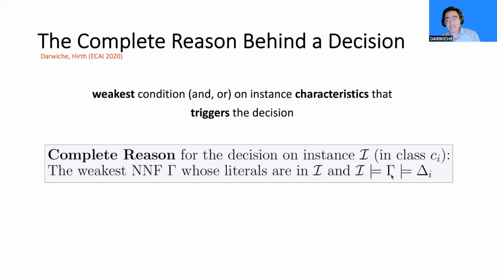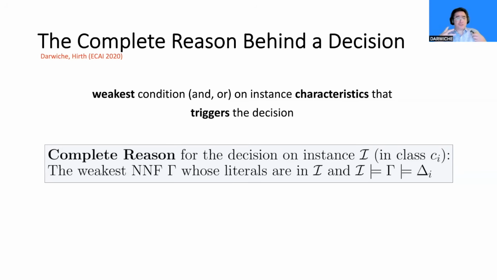What is this? This condition is satisfied by the instance, so it acts as a description of the instance. This condition implies the class formula, so it triggers the decision. Again, this part tells you that it is a condition on the instance, it describes the instance. And this part tells you that it triggers the decision. And I want the weakest one. That's the abstraction part. So given the restriction I put on syntax, this complete reason is both necessary and sufficient for the decision.